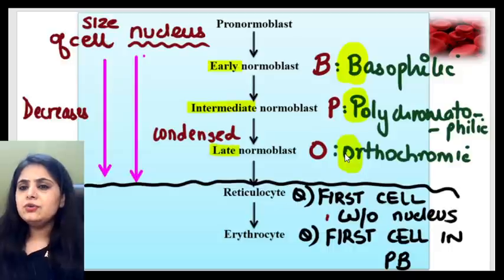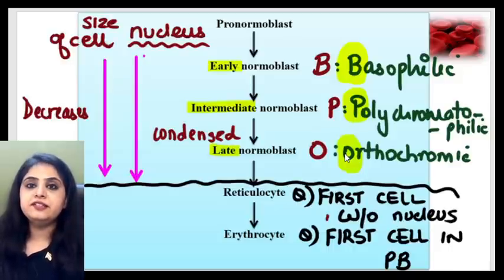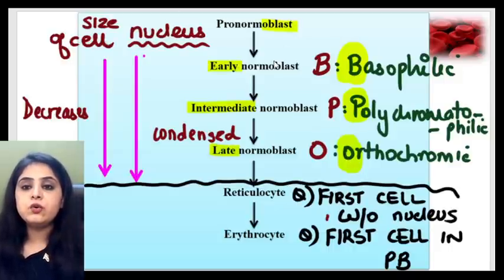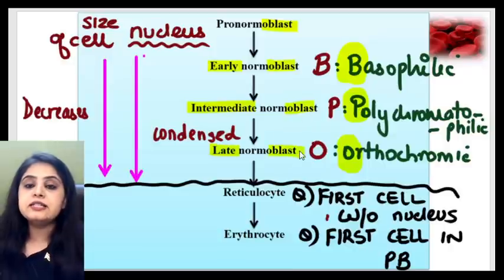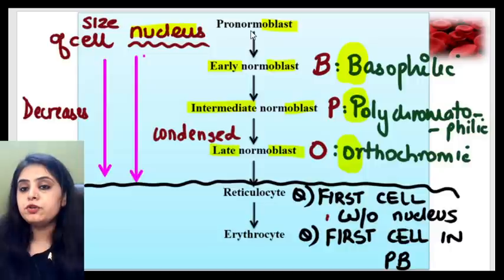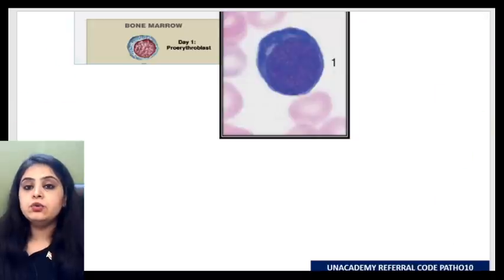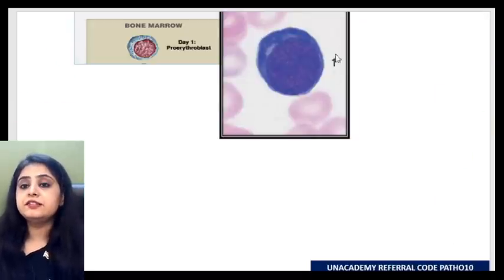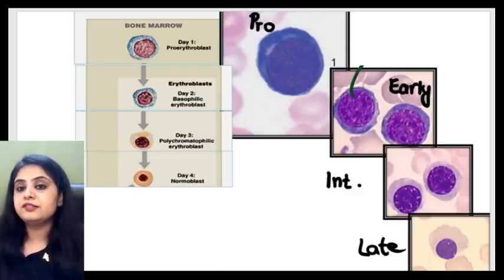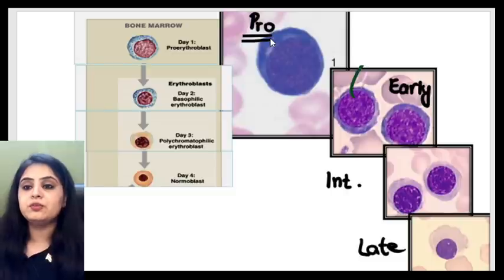Now let's see, how do I actually identify these cells? You will say, ma'am, all of these are going to have a nucleus. How do I identify which stage I am at? Remember, as you grow from top to bottom, the size of the nucleus is going to decrease. Let me show you how it goes about. See, this is day 1. This is the first cell, guys. What is the first cell of the red blood cell series? It is the proerythroblast. So yes, this was the proerythroblast.